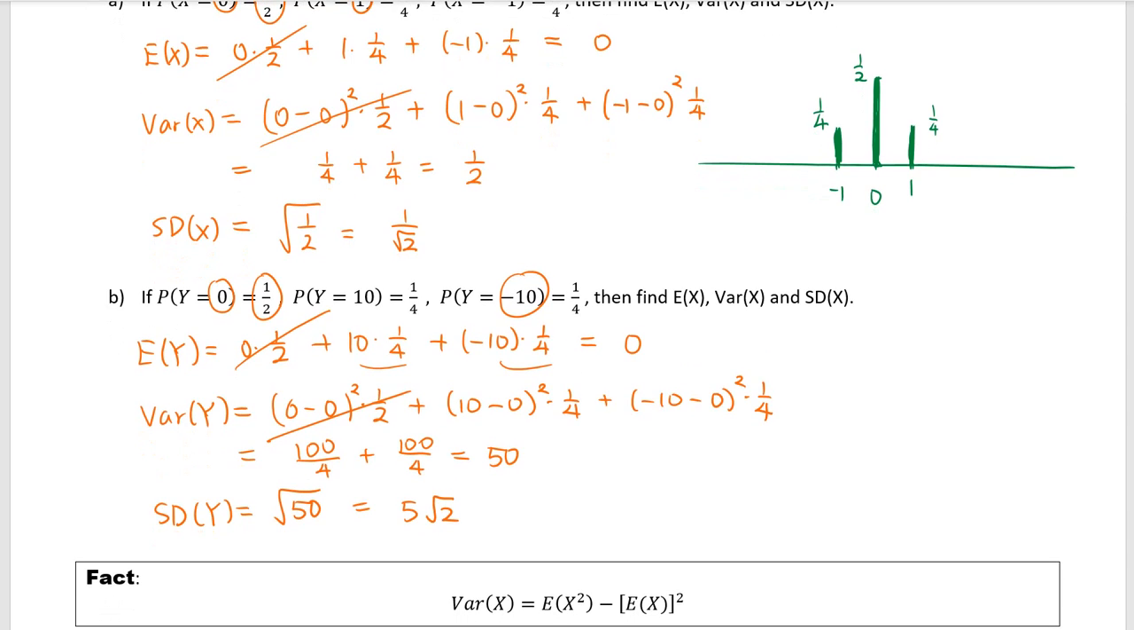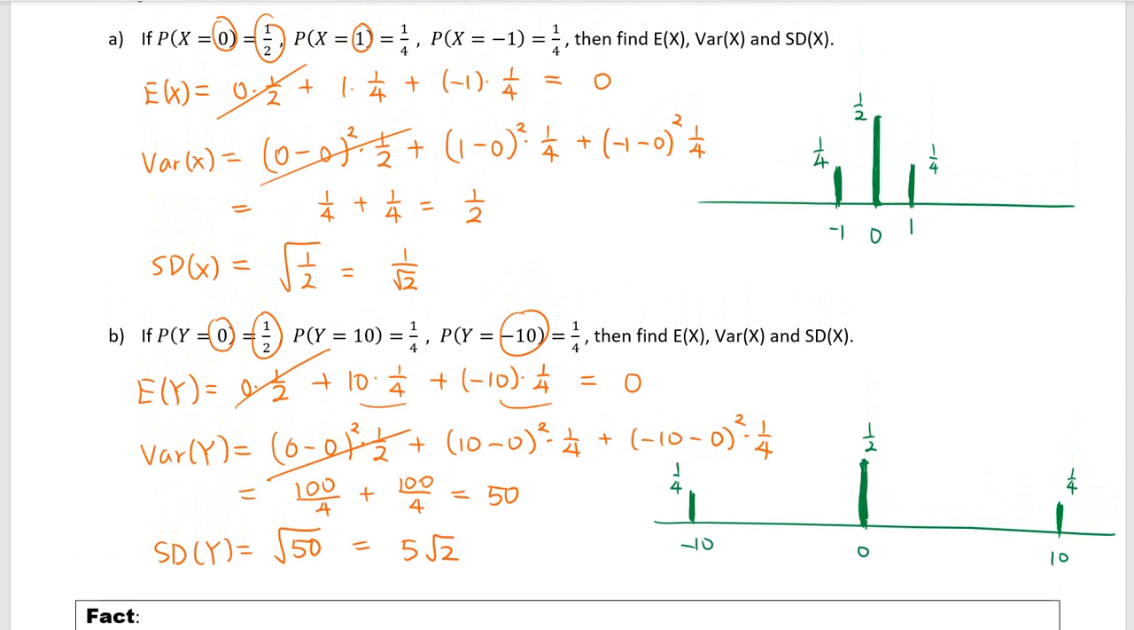Okay, and for part B, the picture is like this. At 0, we have the probability 1/2. But at 10, the probability is 1/4. And at minus 10, the probability is also 1/4. Now you can see the center of the mass is also at the origin, so the mean is 0. But because the data are far away from each other, the variance is going to be bigger than the variance of part A. So if the data are close to each other, the variance is small. And if the data are spread out far away from each other, then the variance is big. Okay?